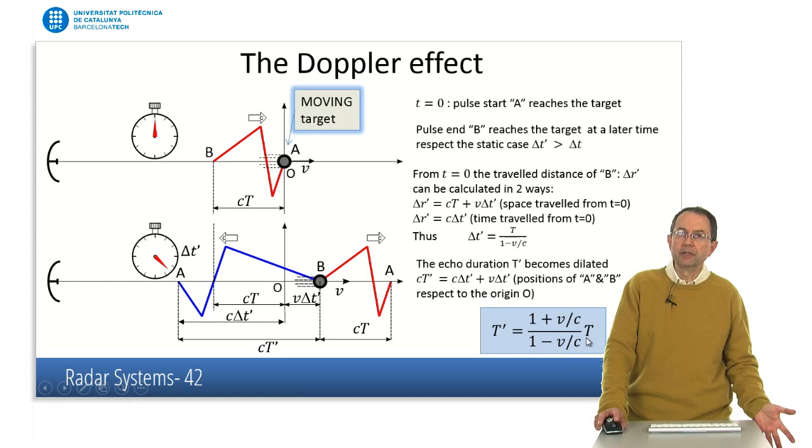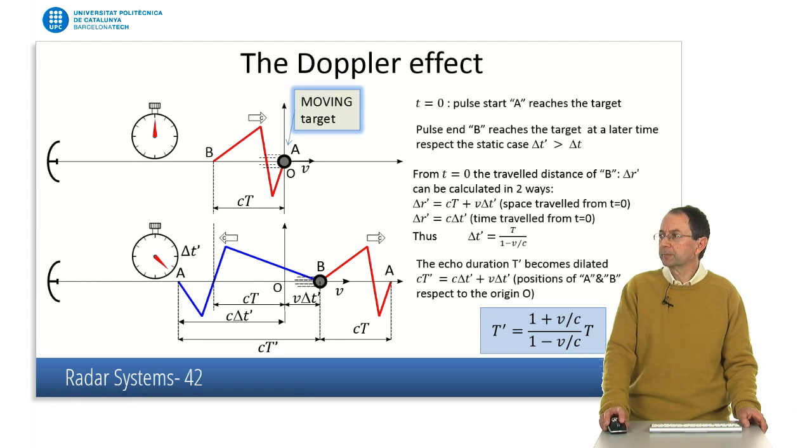This factor can be higher or lower than 1 depending on the velocity of the target. So in this case we have analyzed a departing target that is moving away from the radar, then the echo period or duration is larger than the original, but if the target moves towards the radar, it will be shorter.